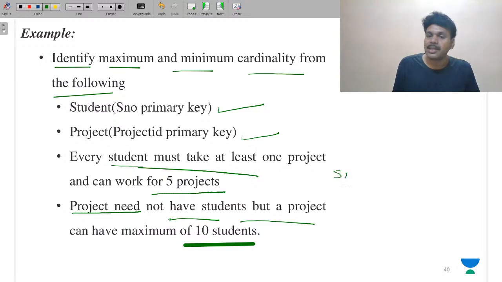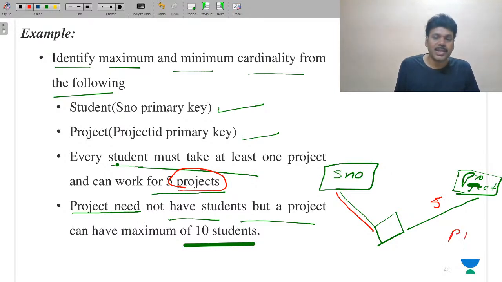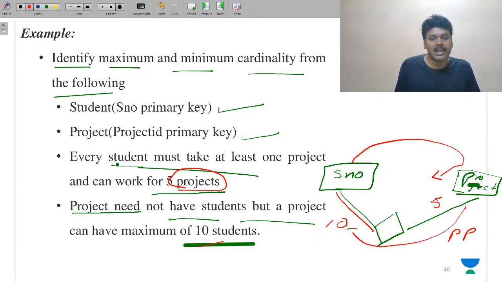So how to form it? It's very simple. Student number and project, and there is a relationship between them. So is student partial or total? You may guess. Every student must take at least one project. Must take means what? Total, compulsory. But maximum how many? 5. Other side, a project may or may not have students, so partial. But can have how many students? 10 students. So student maximum is 5 and project maximum is 10.